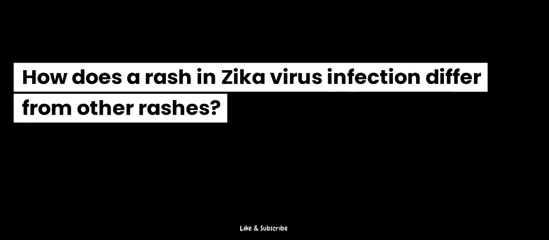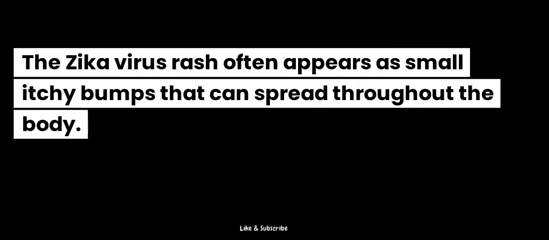30. How does a rash in Zika virus infection differ from other rashes? The Zika virus rash often appears as small itchy bumps that can spread throughout the body. It may involve the face, trunk, arms, and legs.